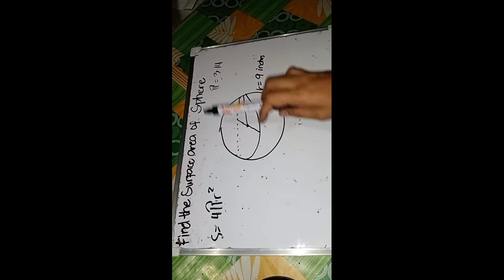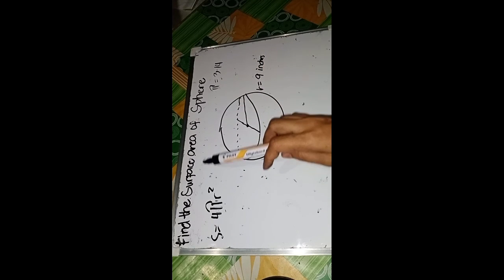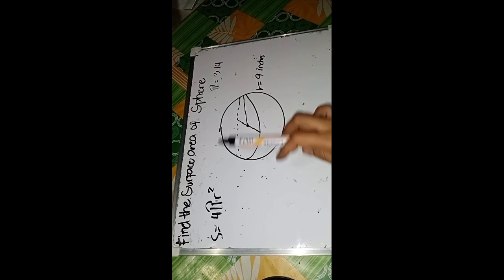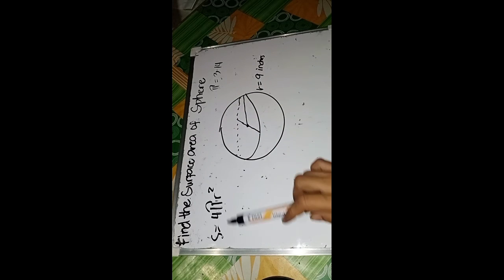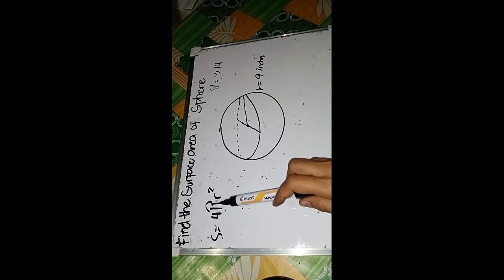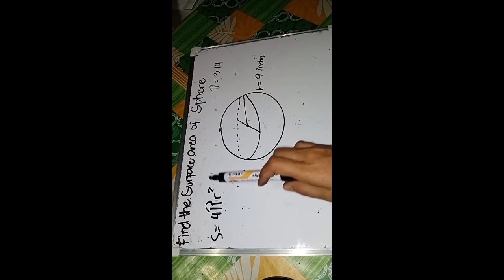Now find the surface area of a sphere. The formula for the surface area of a sphere depends on the radius of the sphere. So this is the formula, this is the radius: surface area equals 4 pi r squared.